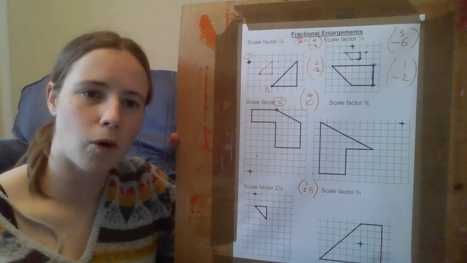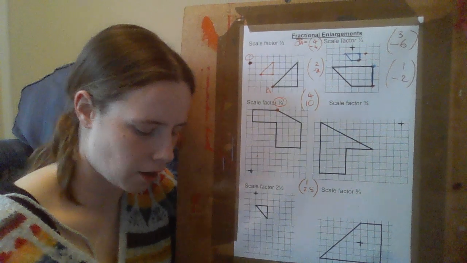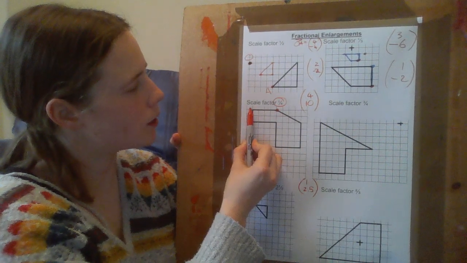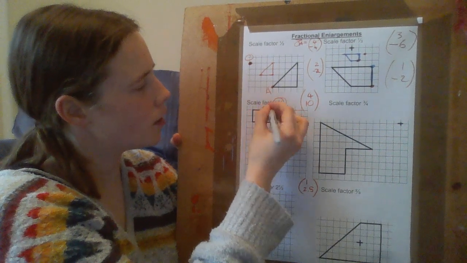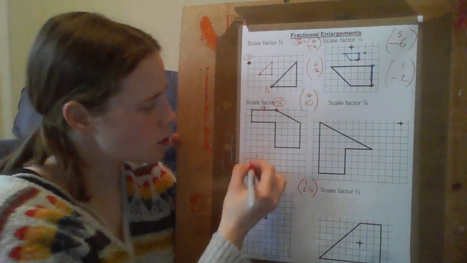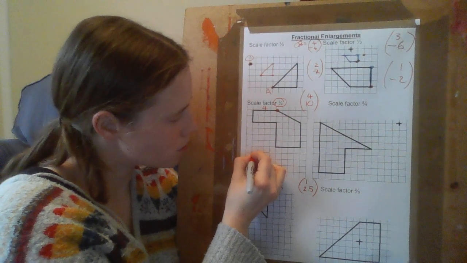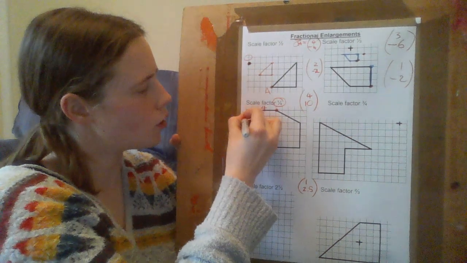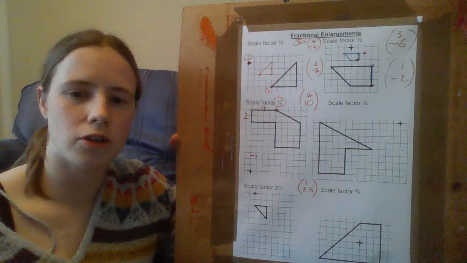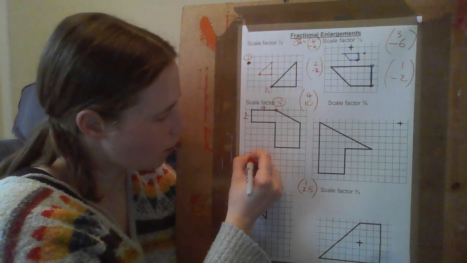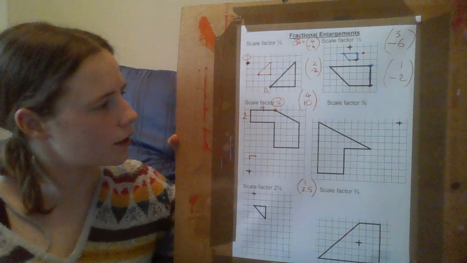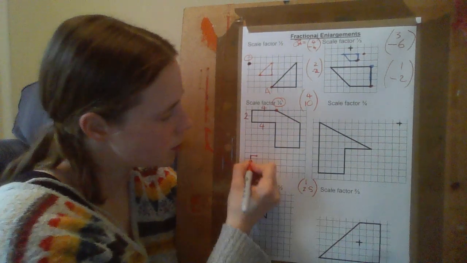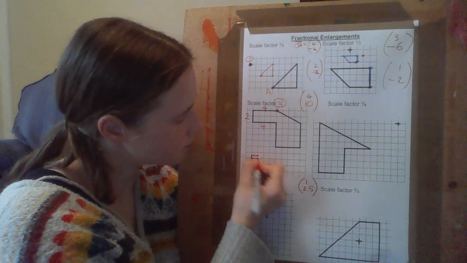Because this one is a little bit more complicated, I'm going to take this slow as I go through the rest of it. This length here used to be a length of 4. 1/4 of 4 is 1, so I need to go 1 across. This length here is a length of 2. 1/4 of 2 is a half, so I need to go a half down. This length here is 4. 1/4 of 4 is 1, so I need to go 1 across.